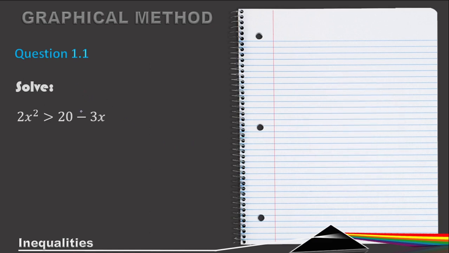Right, so for question 1.1, first thing we're going to do obviously is just put it in its standard form. 2x squared plus 3x minus 20 is greater than 0. So I basically just took these over to the other side and changed their signs. Next thing to do is to find our roots. So that is basically to solve for 2x squared plus 3x minus 20 being equal to 0.